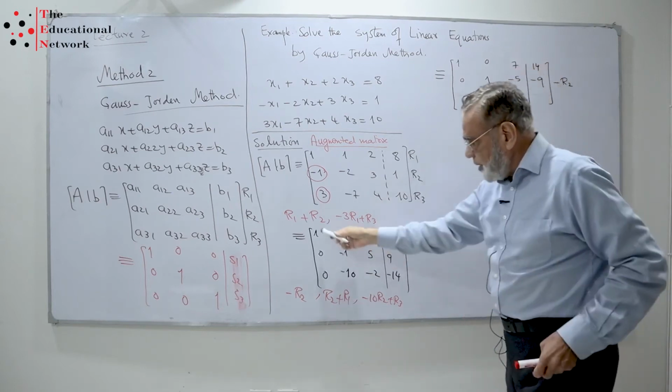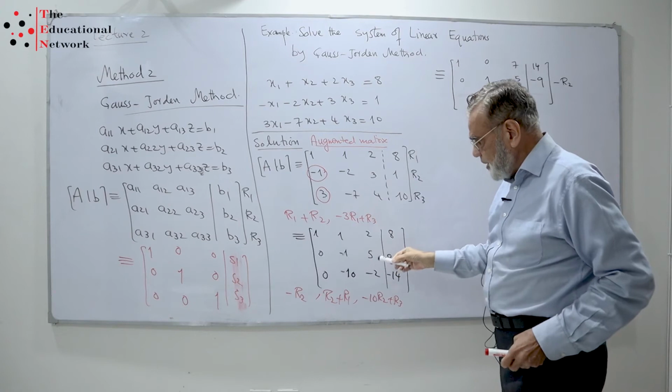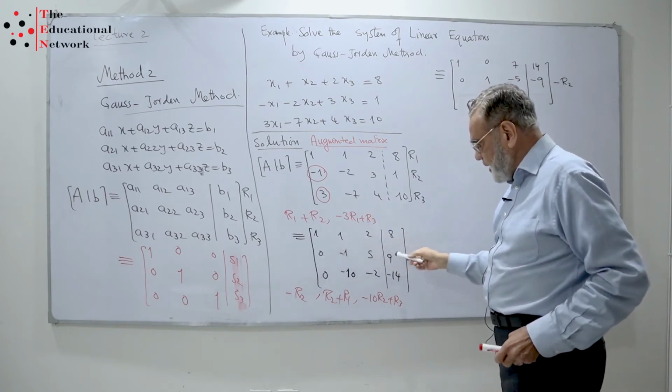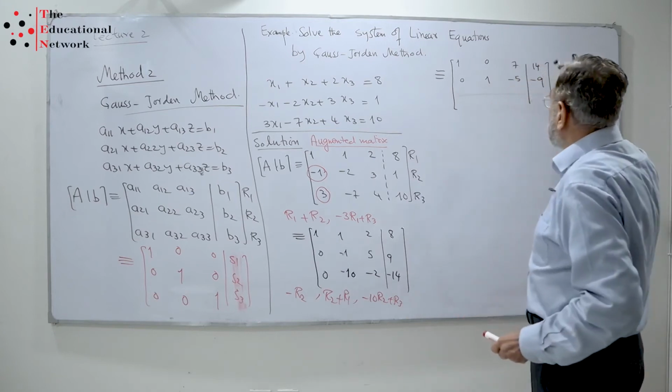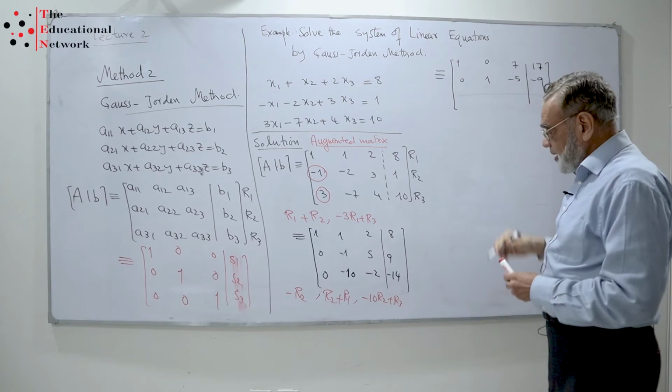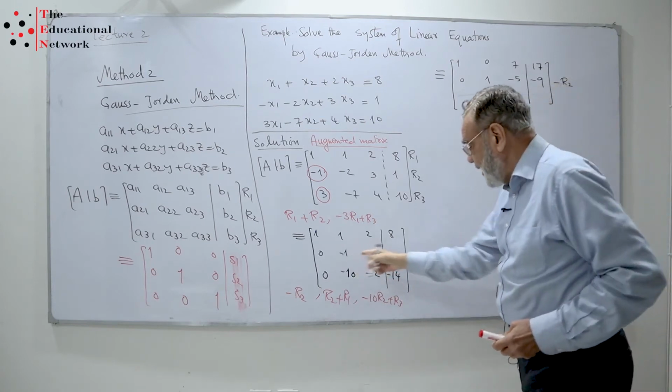Check it again. 1 plus 0 is 1, minus 1 plus 1 is 0, 2 plus 5 is 7, 9 plus 8 is 17. So we get here 9 plus 8 is 17. Then we multiply this by minus 10.